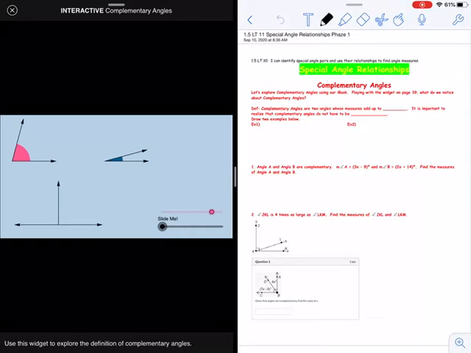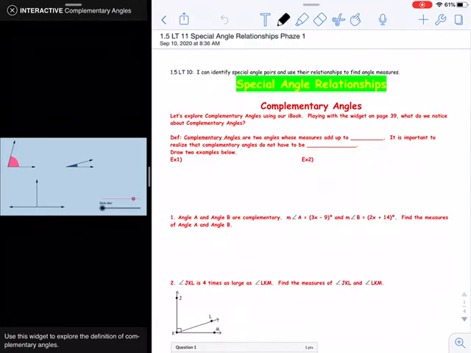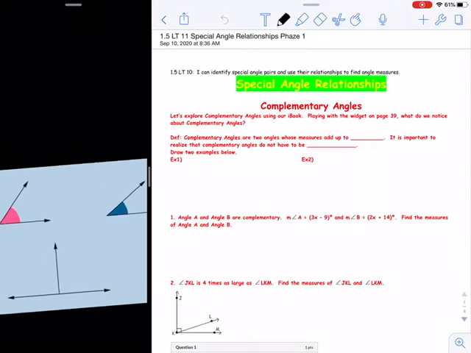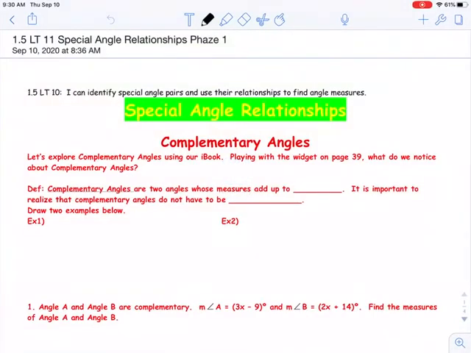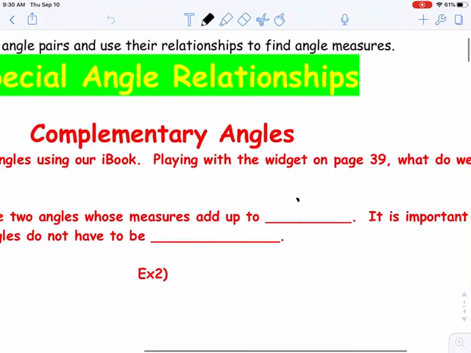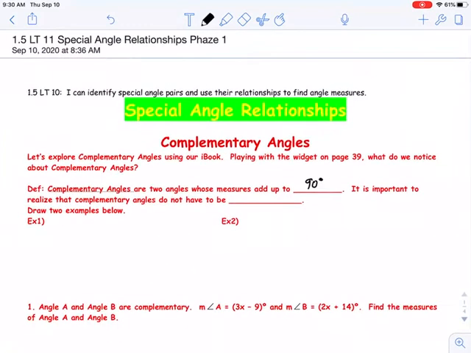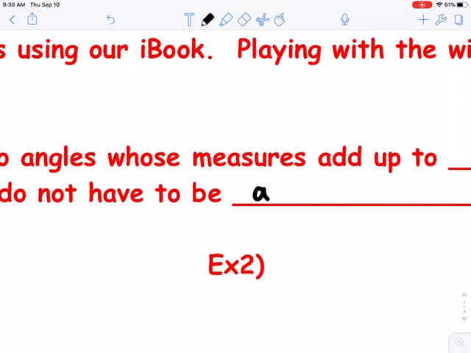That's the definition, that's all we needed right there. Actually, hold on. Another thing is, notice these pink and blue angles up top. They're non-adjacent, they're not touching each other, but they can also touch each other. That's going to be a fact in the future. But anyways, let's go to the notes now. Complementary angles are two angles whose measures add up to 90 degrees. Complementary, 90 degrees. It is important to realize that complementary angles do not have to be adjacent.